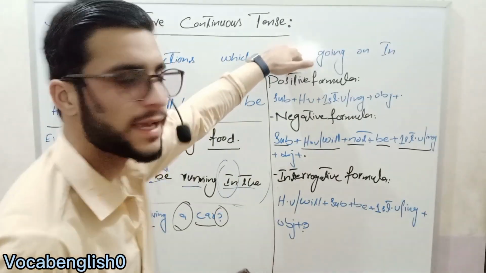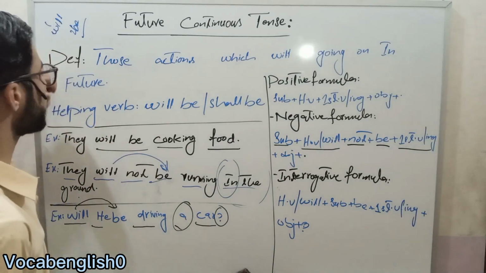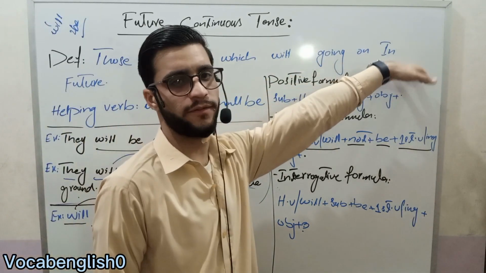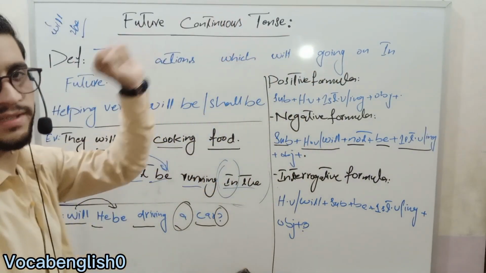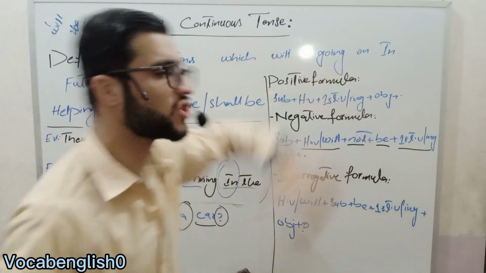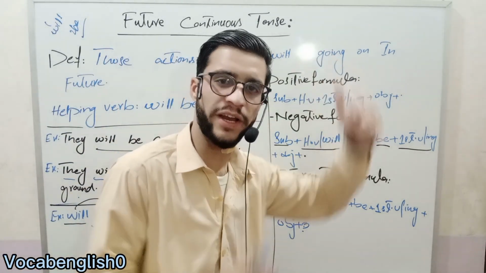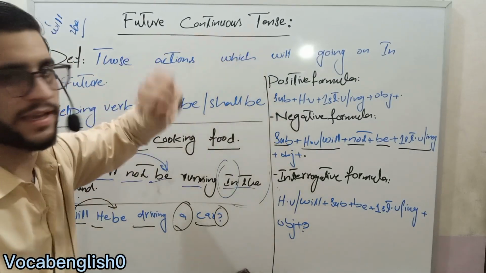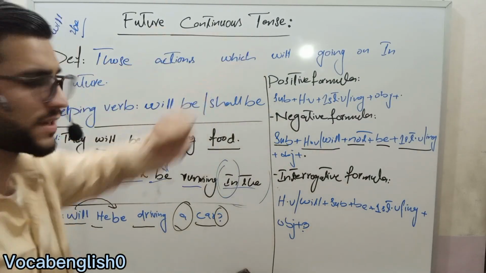Future continuous tense. The definition is: those actions which will be going on in the future are called future continuous tense. Meaning, those actions, the work that will continue in the future, in the coming time, is called future continuous tense.